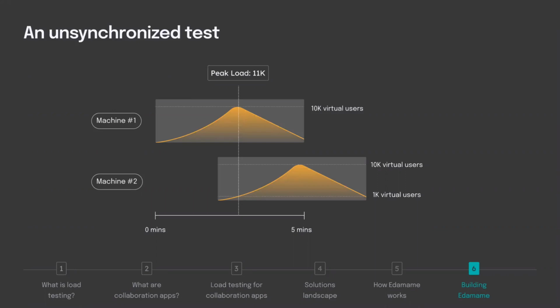So in order to run an effective test that reaches the peak load that you want, you need to make sure as a developer that all of your tests are running in a way that's synchronized with each other.